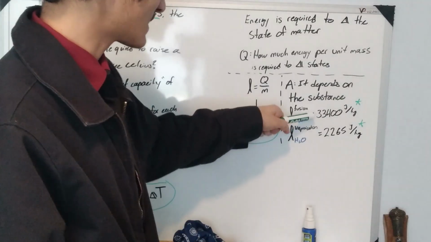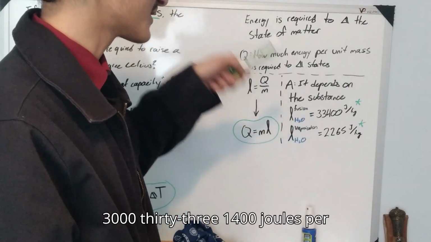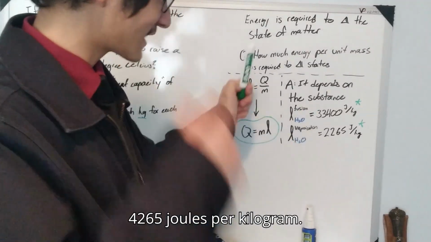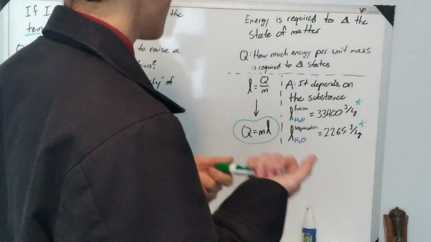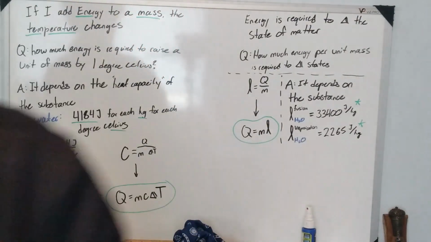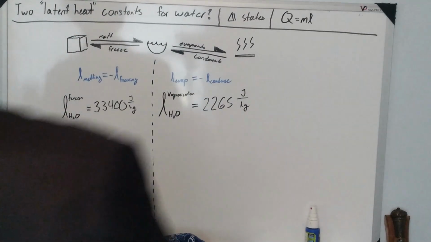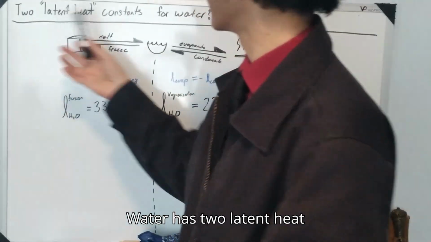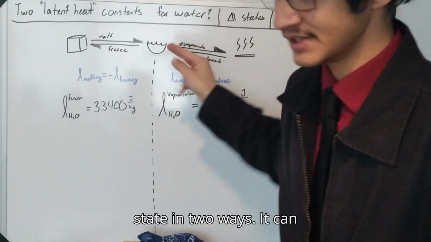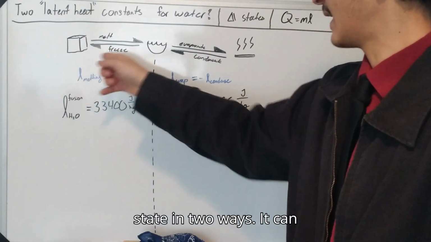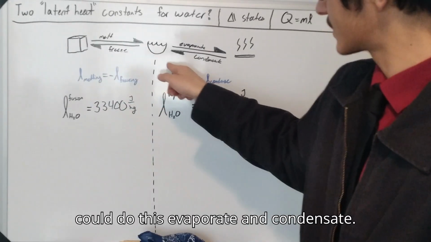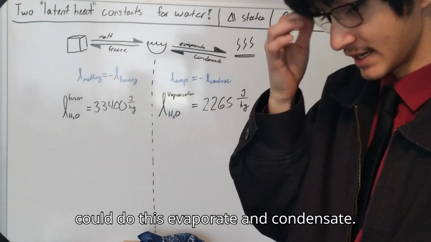For water, it's 33,400 joules per kilogram. And for water, it's 2,265 joules per kilogram. So how are there two latent heats for water? Water has two latent heat constants because water can change states in two ways. It can perform this here, melt, freeze, or it can do this, evaporate and condense.